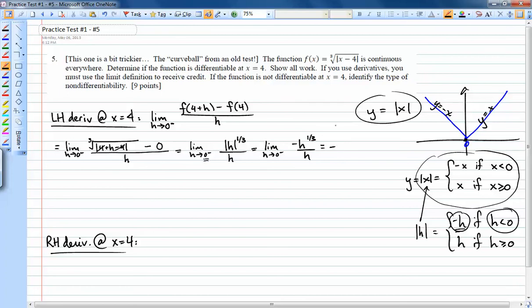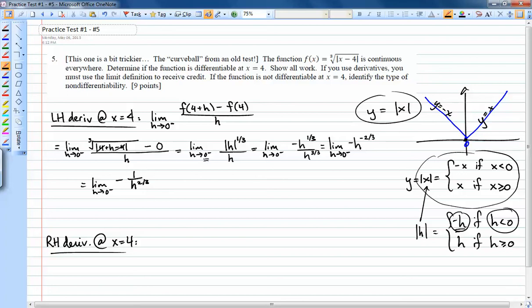Well, h to the 1/3 over h, limit as h goes to 0 from the left, is really negative h to the negative 2/3. Because remember, h to the 1 down here is like 3/3. If I'm dividing, I subtract the exponent, so it's 1/3 minus 3/3. So it's negative h to the negative 2/3, or you could have also written it like this, limit as h goes to 0 from the left of negative 1 over h to the 2/3. That might be easier looking at it that way.